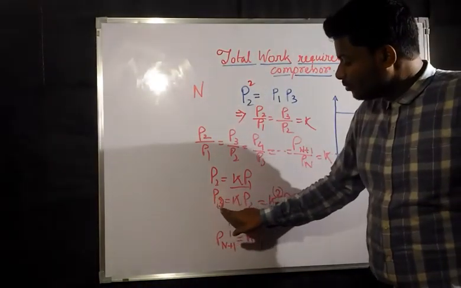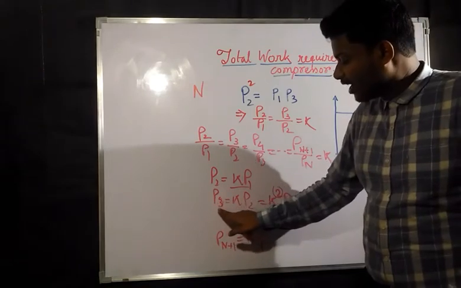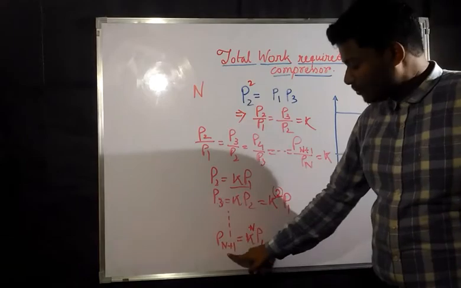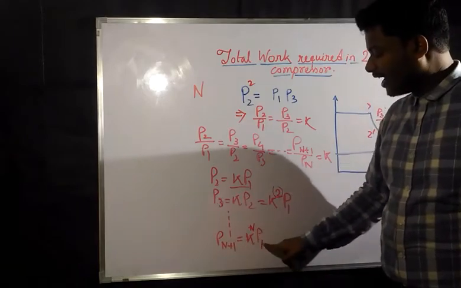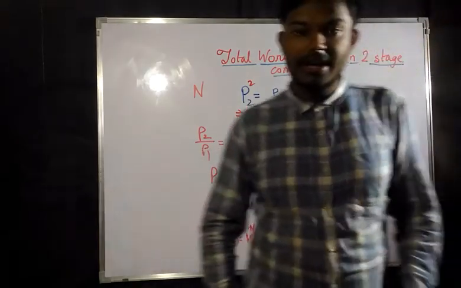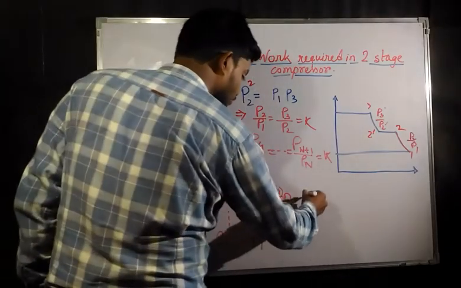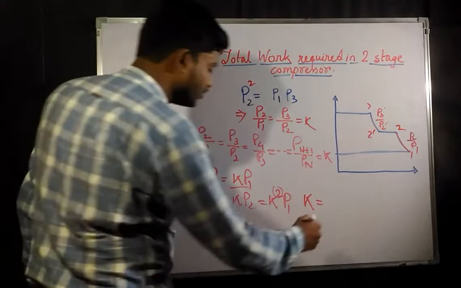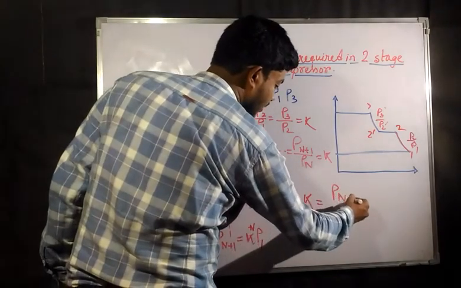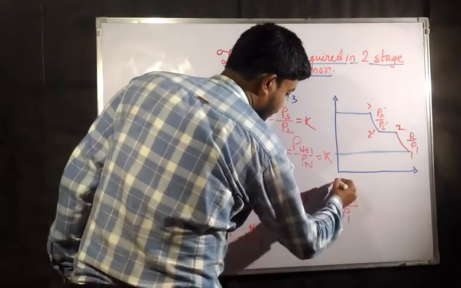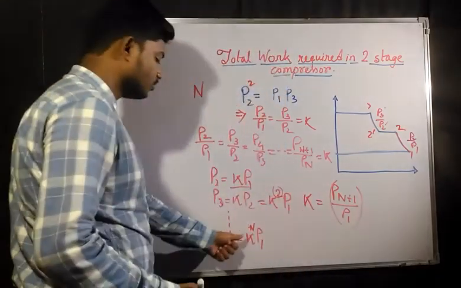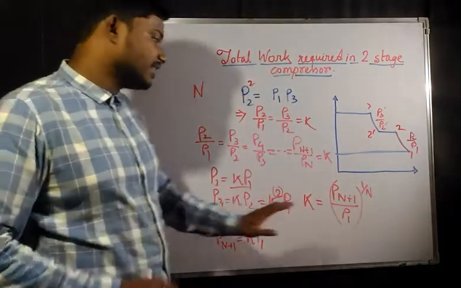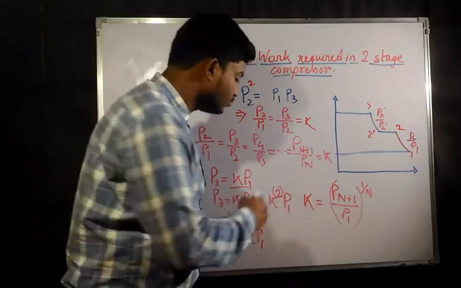So for generalizing the conditions, P to the power n plus 1 must be equal to K to the power n into P1. From here, if you want to find out what K is, you will find K equal to P to the power n plus 1 by P1, whole to the power 1 by n. This is going to be the condition.